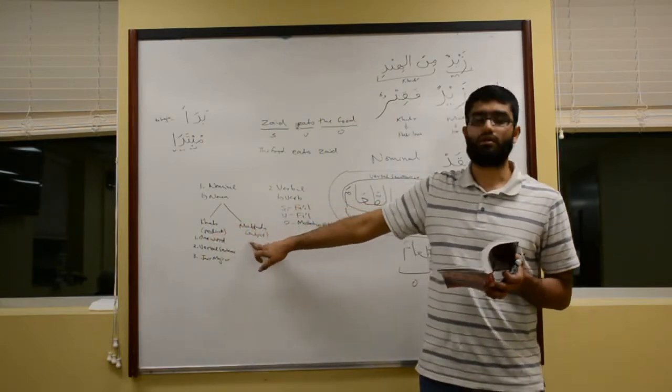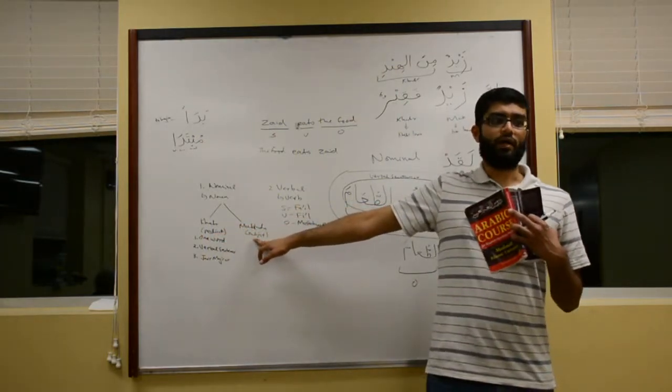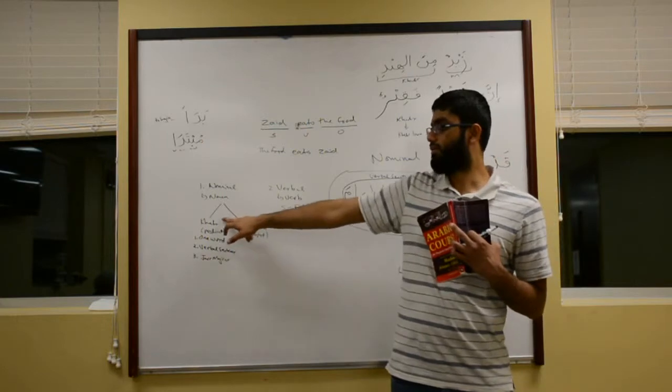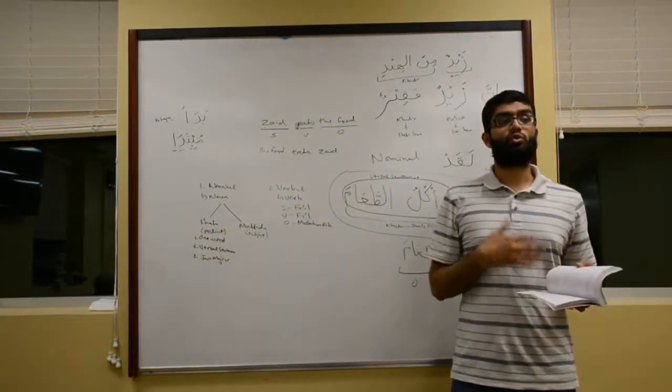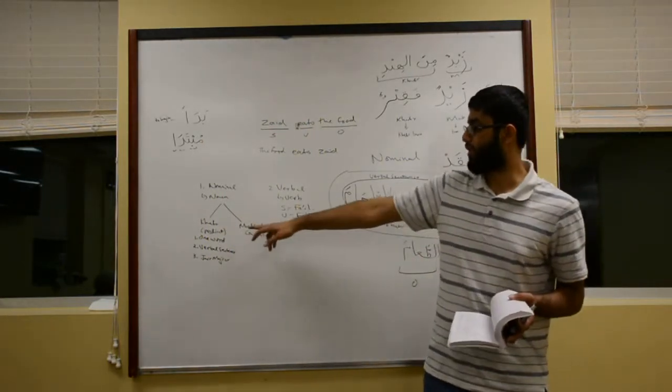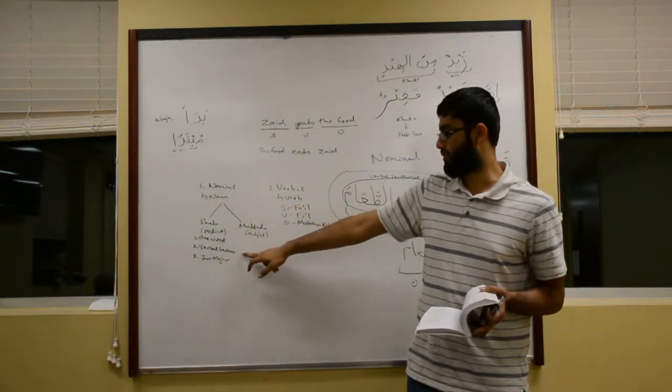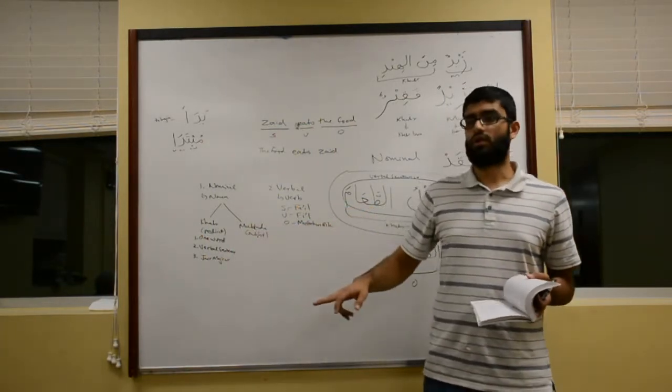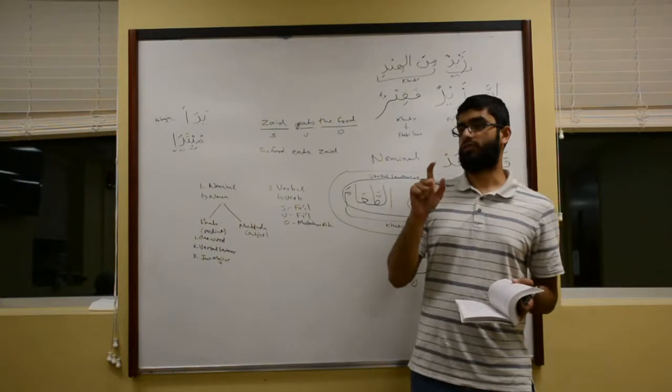Where's my mubtada? Ana, I. Okay. Where's my khabar? Fatahtuhu. And what type of khabar is it? Is it a word, a verbal sentence, or a nominal sentence? Jumla ismiya, jumla fi'liya.